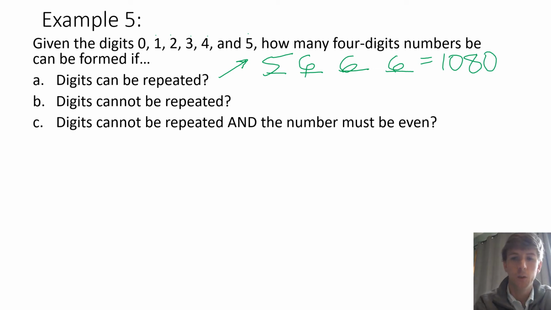That's the answer to part A. Pretty straightforward. Very similar to the other ones we've done. The second one, digits cannot be repeated. All right, so once again, we're going to have 4 slots. We still want a 4-digit number here.